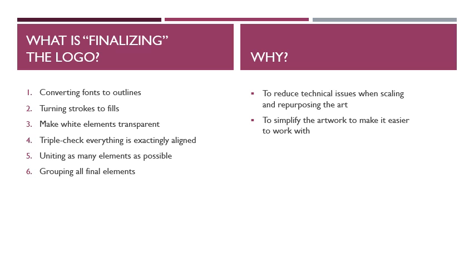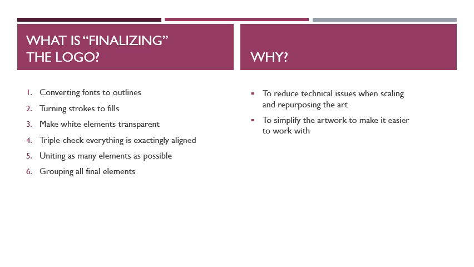That means we are going to take our final vector artwork, we're going to convert all fonts to outline, we're going to turn strokes to fills, we're going to make white elements transparent, we're going to triple check that everything is aligned exactly how we want it to be, because remember, it might look good as an inch tall on your screen, but this same file is going to be used to print on tiny little pens and print giant 8-foot billboards. So you have to make sure all the alignment is perfect, because you will notice as the thing gets bigger.